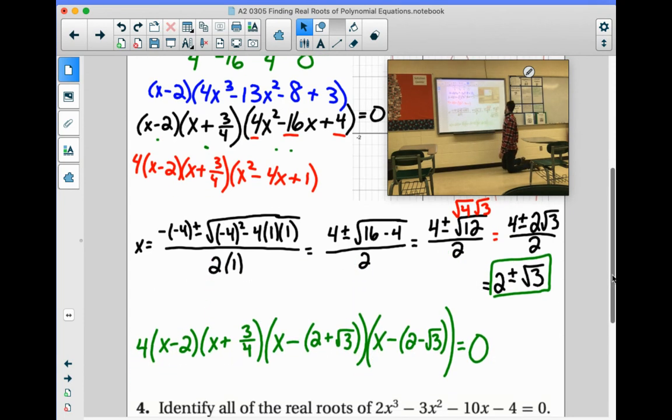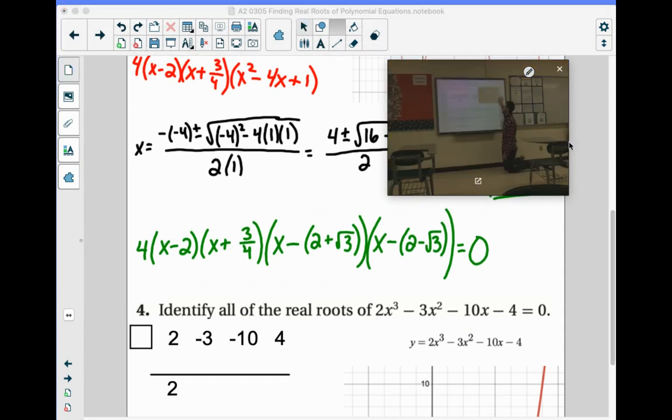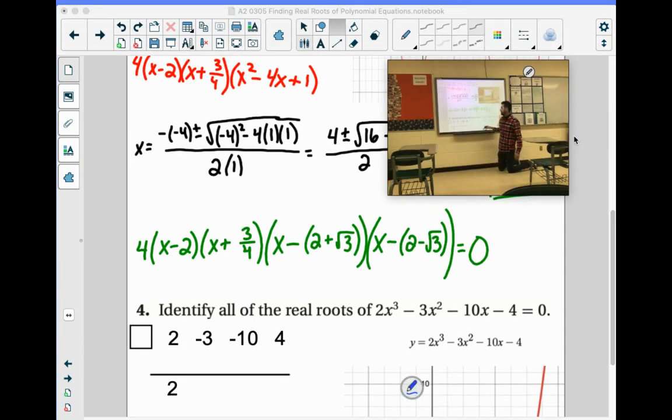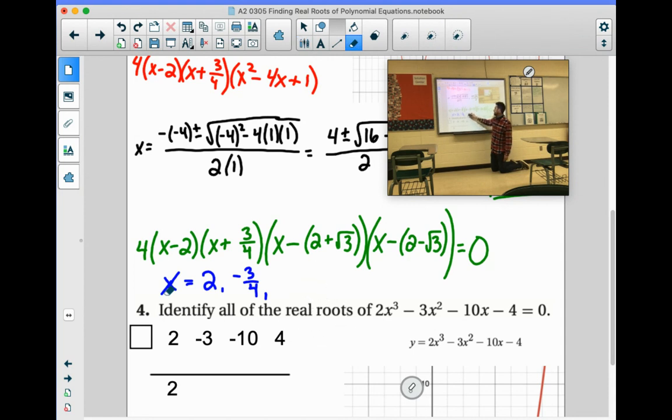So if we are looking, finally, for all the zeros, we would list them. We would say x equals 2, -3/4. And if you were just listing them, you could say plus or minus, or we could say 2 plus or minus square root of 3.